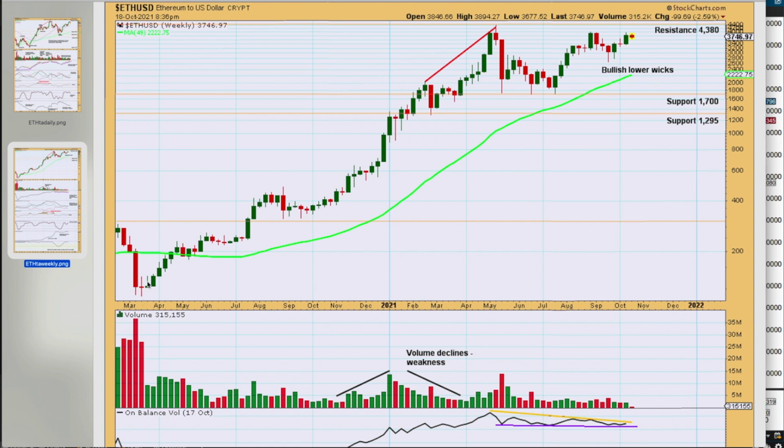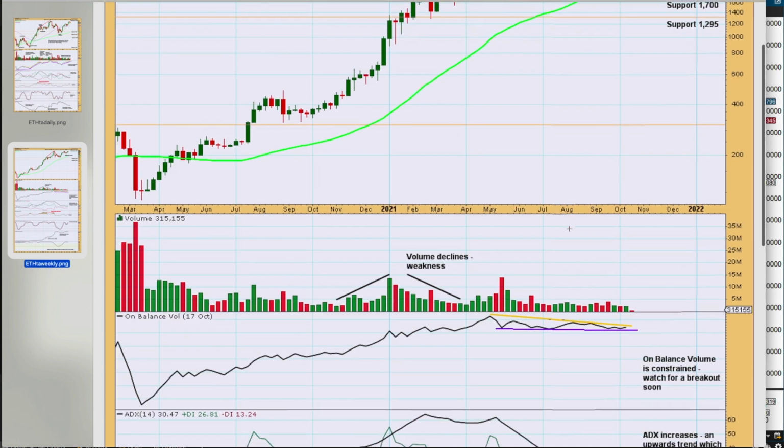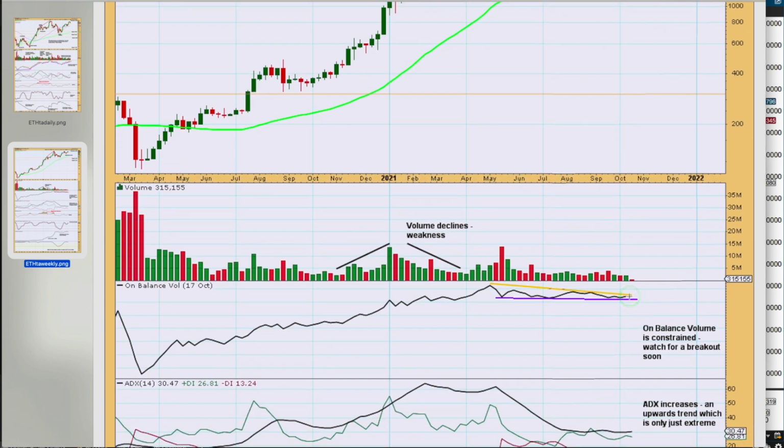Also, looking at this, here's a gravestone doji. This is a bearish candlestick, and it has much weaker volume than the prior downward candlesticks. The lows for these markets are really hard to identify. The highs, well, none of this is easy, but the highs are a little bit easier than the lows. The lows are really difficult. On balance, volume still has a range.